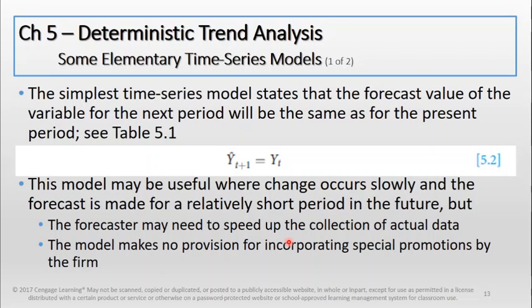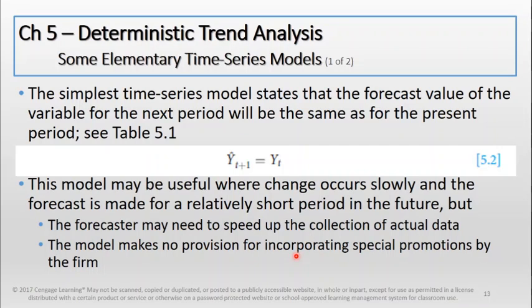Then another problem with this model is that it makes no provision for incorporating special promotions by the firm or its competitors, which could then cause large sales deviations. So if you have sudden discounts or sales, of course, it would increase your sales for the next period if you plan to have a sale in the next period, di ba?